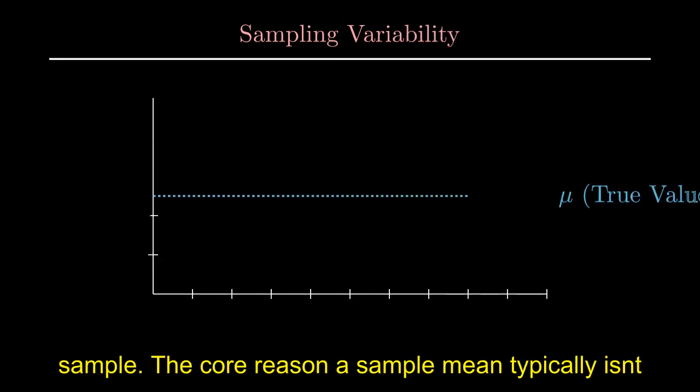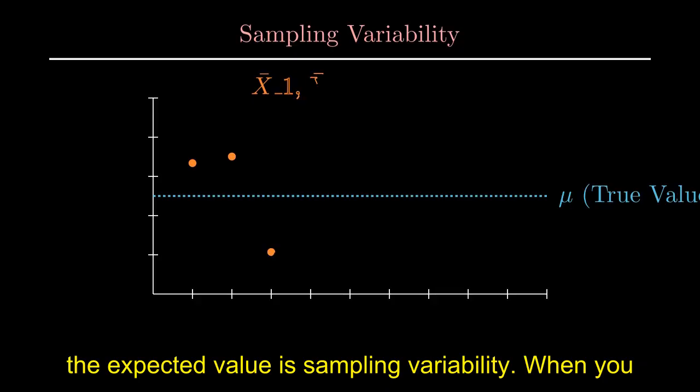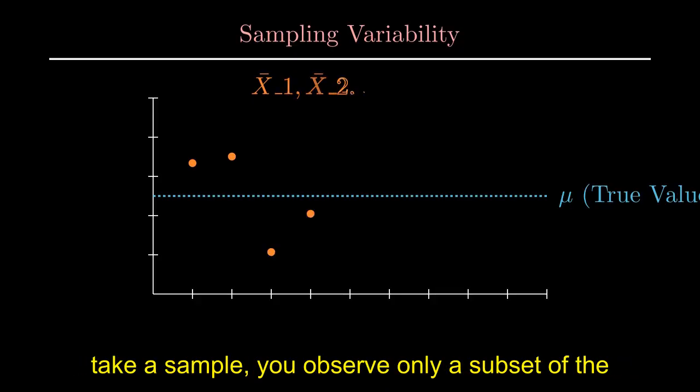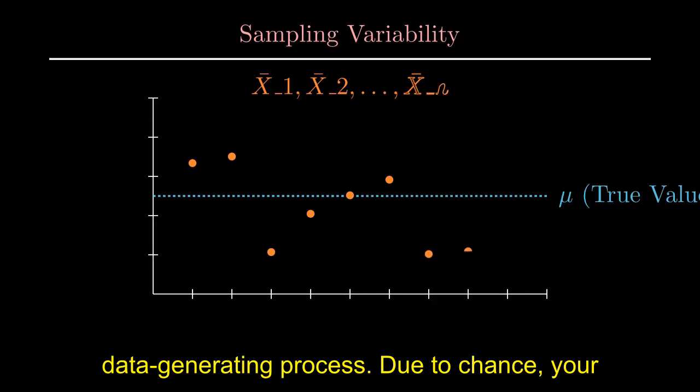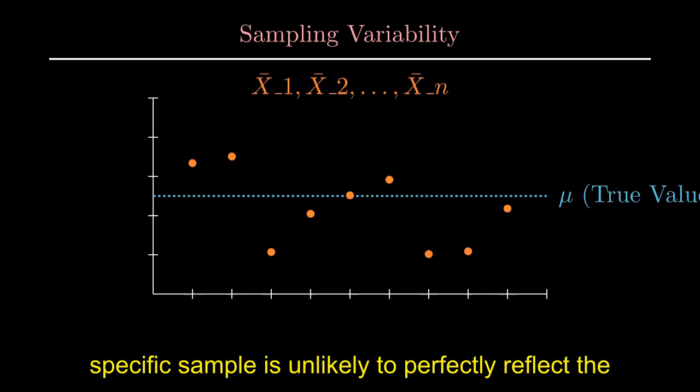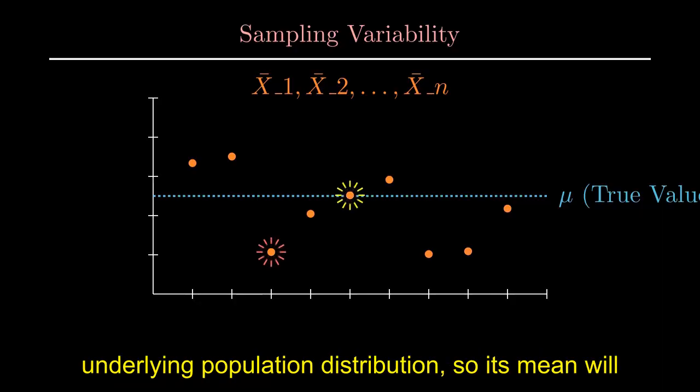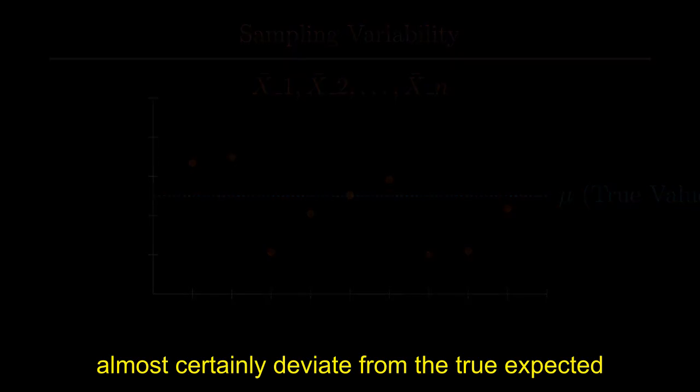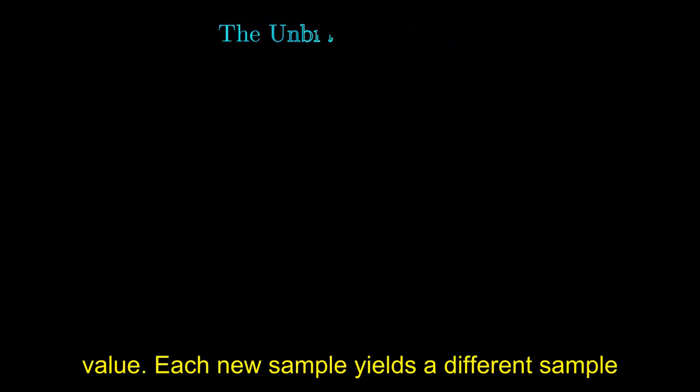The core reason a sample mean typically isn't the expected value is sampling variability. When you take a sample, you observe only a subset of the data-generating process. Due to chance, your specific sample is unlikely to perfectly reflect the underlying population distribution, so its mean will almost certainly deviate from the true expected value. Each new sample yields a different sample mean.